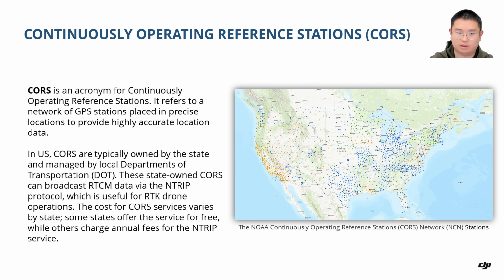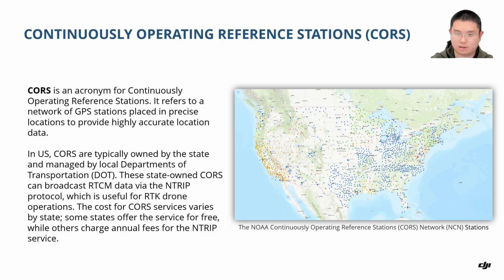The cost of the state CORS network varies based on the state. Some states offer the service for free, like New York and Florida, while other states charge annual fees for the NTRIP service, like Texas. So whether you can use the CORS network or not really depends on where your project is located. Because in some states, you may not have good coverage at all.